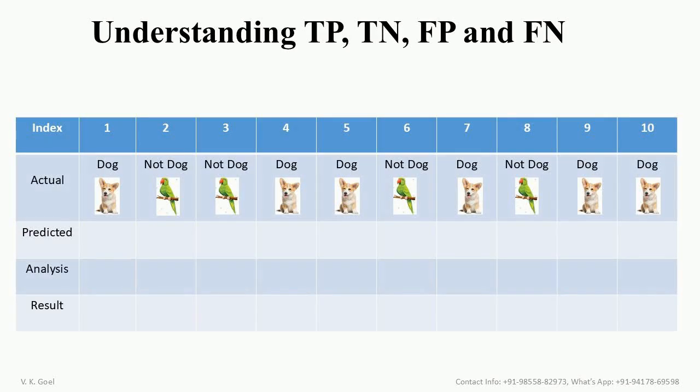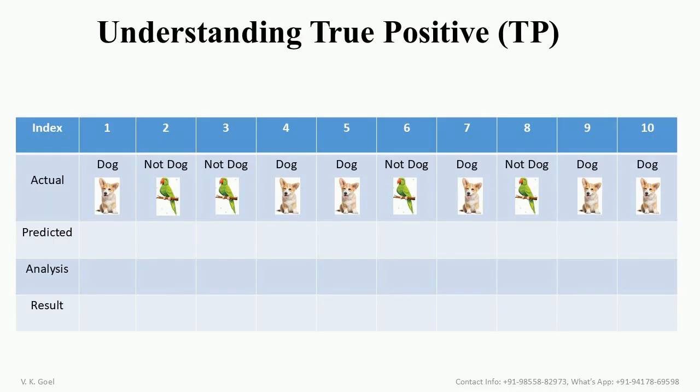Presented here is a table showing a few images of a dog and parrot. In the image of a dog, call it dog, and in the image of a parrot, call it not dog, as it's not the dog image. Hence, in total, there are 10 such images, collectively dogs and parrots.